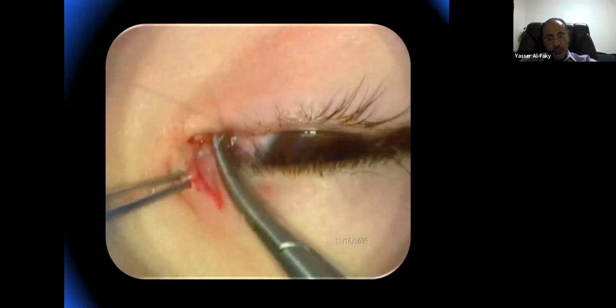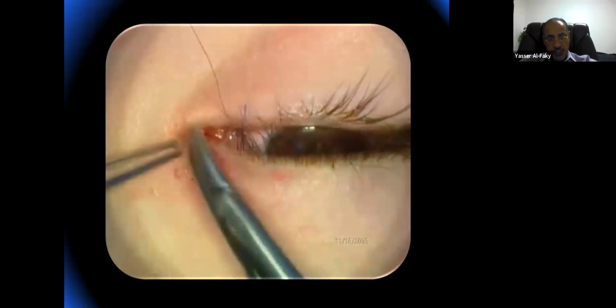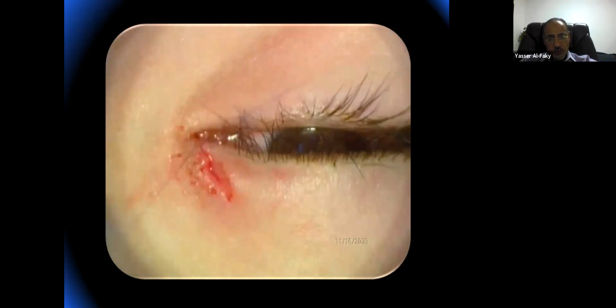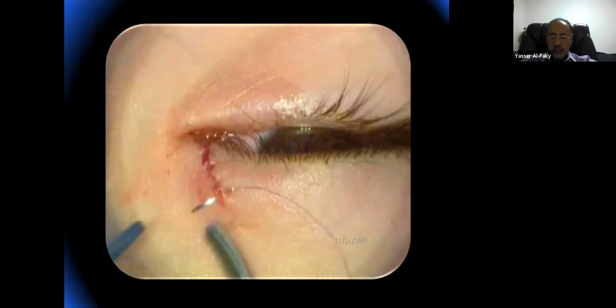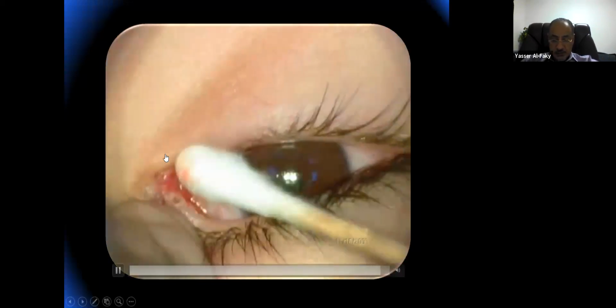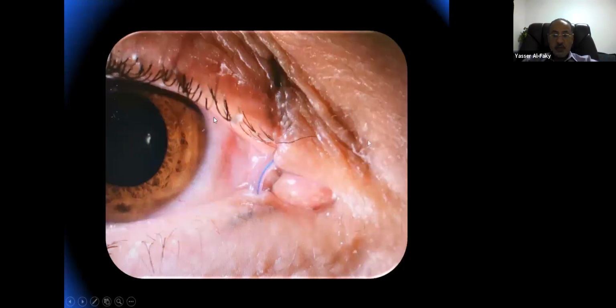And you may remove the stitches after 5 to 7 days, or it is likely absorbable. And usually use the stent for 2 months. And this is another type of stent.